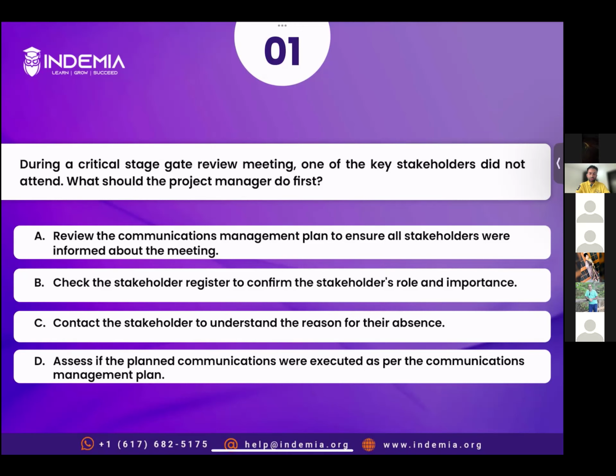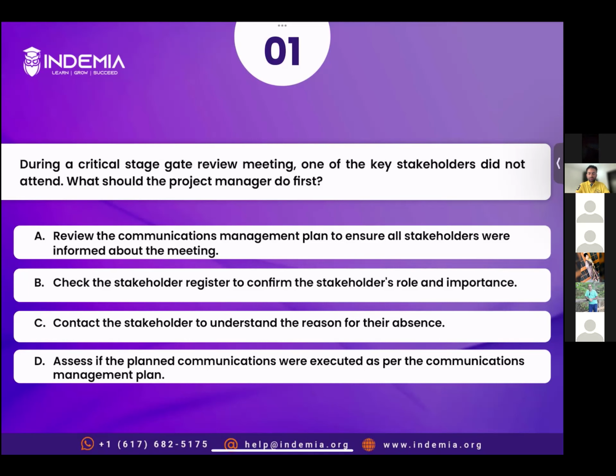You can use the elimination technique, and you can also use the concept that we have been discussing again and again, that is direct communication. Have face-to-face or direct communication. So the best way to understand the reasons, as Manmeet mentioned, root causes, is to contact the stakeholder and try to understand the reason for absence.